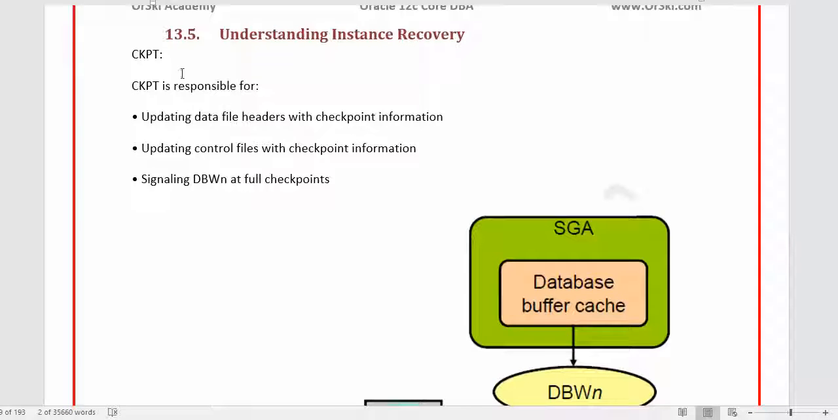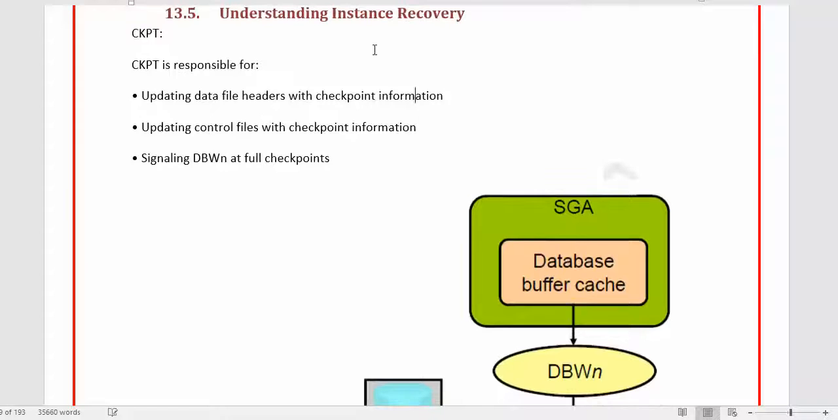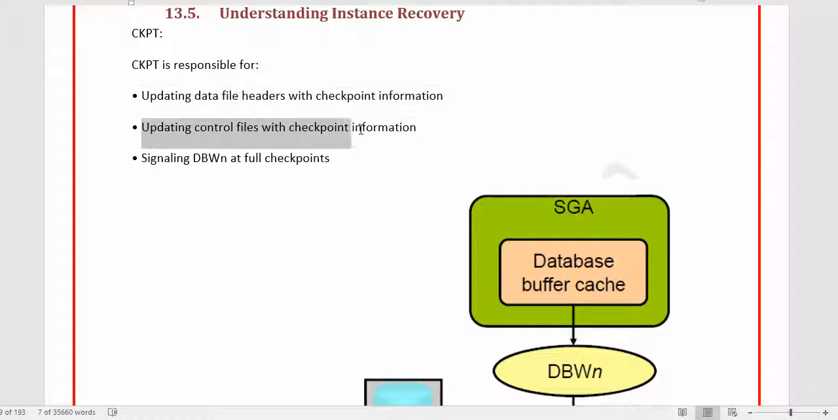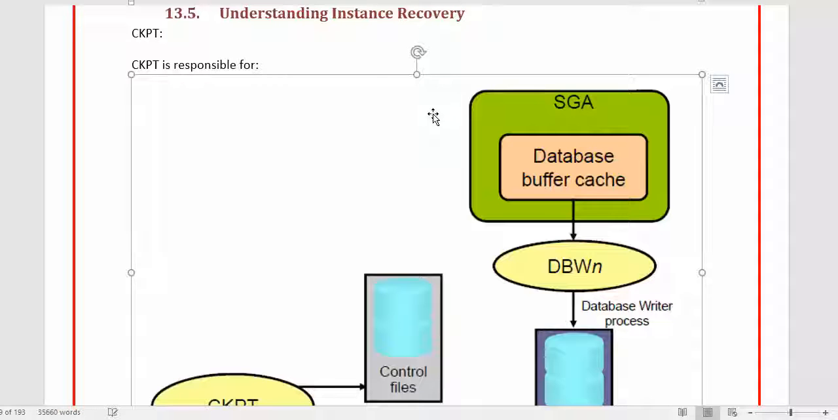One of the important background processes responsible for performing the recovery of the instance automatically is CKPT. I am sure you are aware of it. It is the checkpoint background process. Its responsibility in the recovery is to update the data file headers with the checkpoint information, update the control files with the checkpoint information, and signal DB writer at the full checkpoints. So this is what it does.